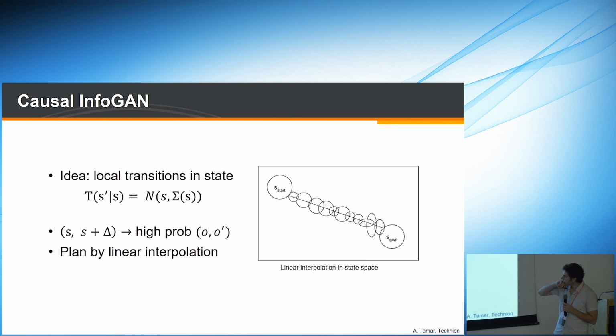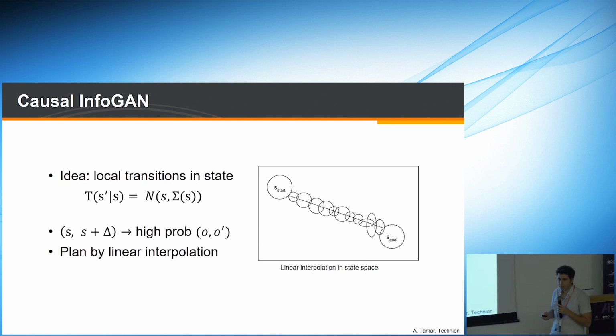And we structure these states, and the transitions between the states, in a particular way that will allow us later to plan. Here we'll plan using linear interpolation. So we structure the transition to be local perturbations of the state such that interpolating between them will always have a high probability in our data.